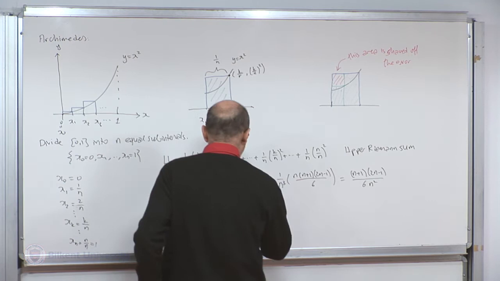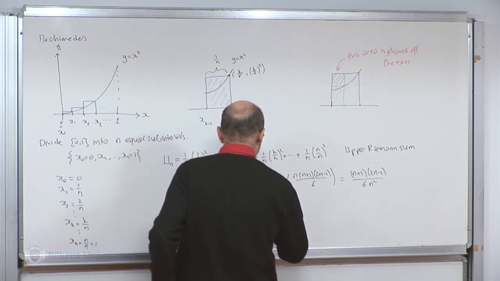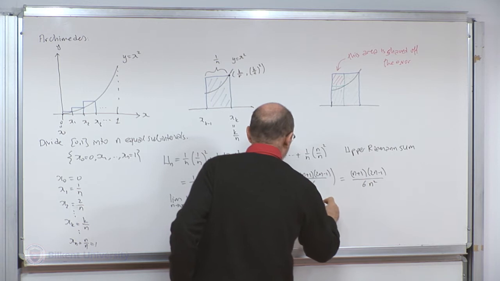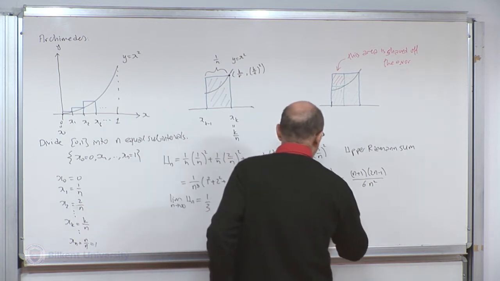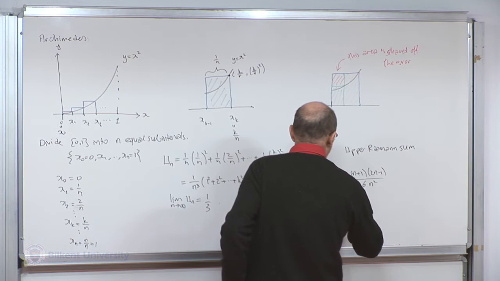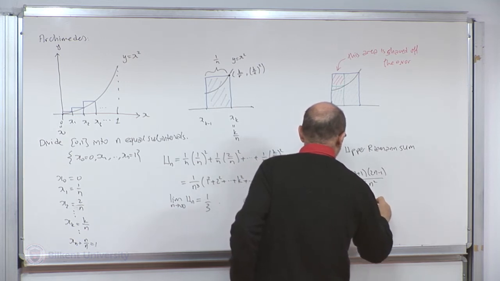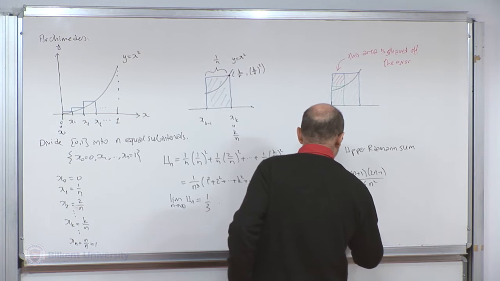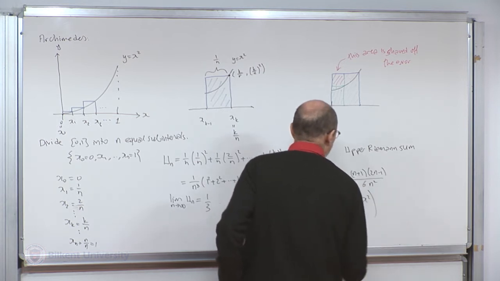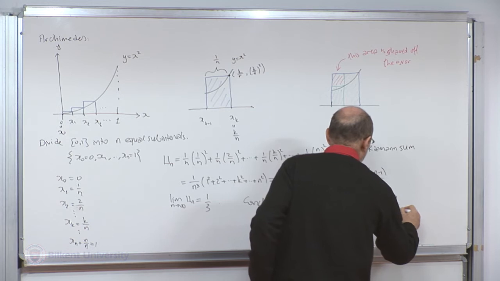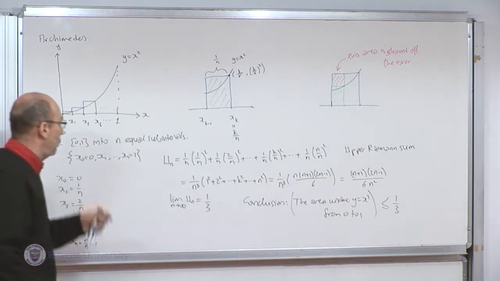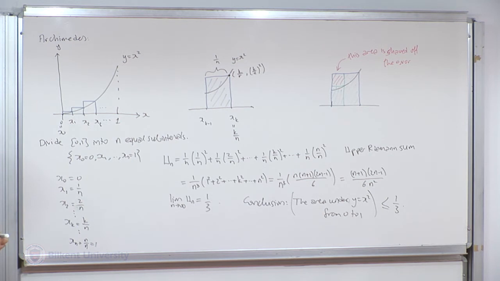So, conclusion: the area we are calculating under y equals x squared from 0 to 1, so this is what we are trying to calculate, is less than or equal to 1 over 3, because at each stage the Riemann sum is strictly larger than the area. So far, we don't know if the area exists or not. We'll decide on that later. If the area exists, we know that it cannot be larger than 1 over 3.